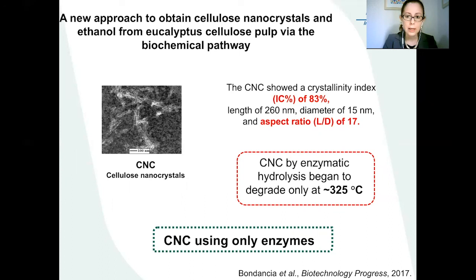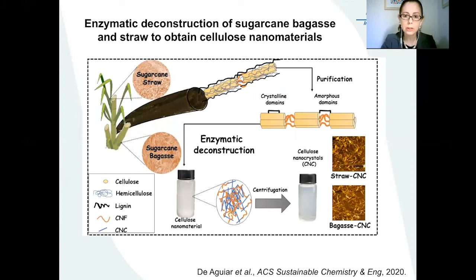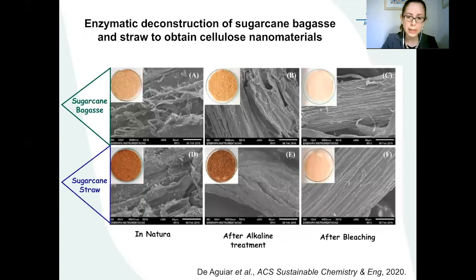And the next question that we wanted to answer was related to the possibility of using sugarcane residues, both sugarcane bagasse and sugarcane straw, using this material to obtain nanocellulose by the enzymatic route. And for that, we pretreated the materials, both the sugarcane bagasse and sugarcane straw, in order to remove most of the hemicellulose and lignin fractions, as you can see in these images.